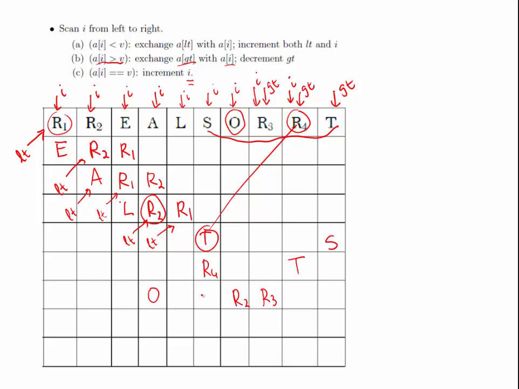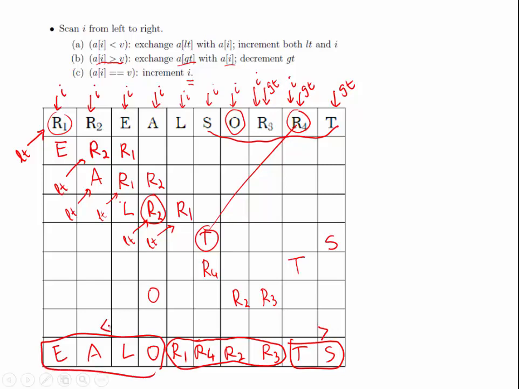So we'll have R3 here, and so the final answer is going to be R3, T, S, R2, R4, R1, and we will have O here, L here, A here, E here. So note that all the pivot elements are here. This side is strictly greater than the pivot, and this side is strictly less than the pivot.